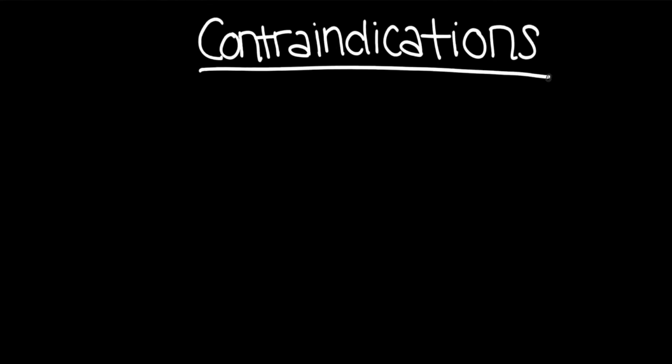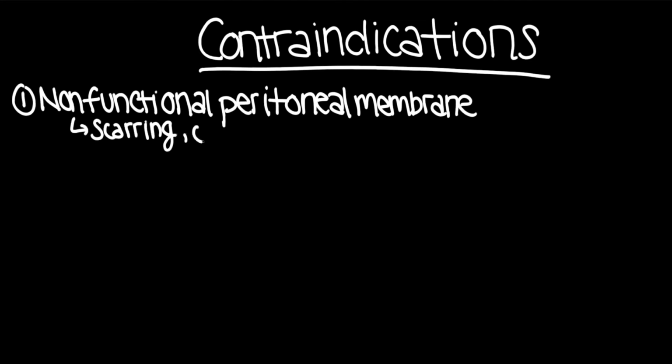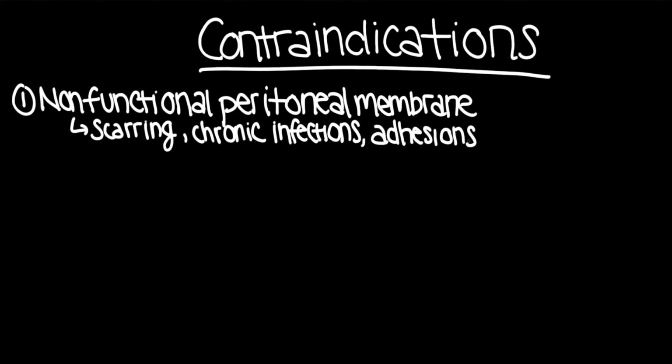So in which patients are we unable to perform PD? The first is patients who have a non-functional peritoneal membrane. The peritoneal membrane can be affected by scarring, chronic infections, or adhesions. Since the peritoneal membrane allows for diffusion of electrolytes and osmosis of water, a membrane that is impermeable from the above-mentioned conditions will make PD more difficult.